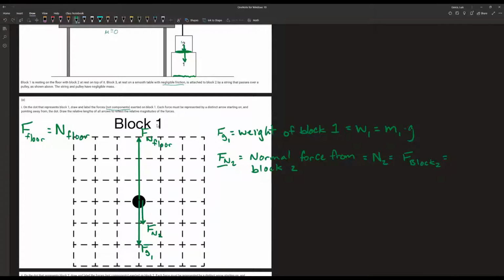Any one of these titles is fine. You could call it F. I would hesitate to call it like F2, just because I don't think that's descriptive enough. Either one of these is fine.